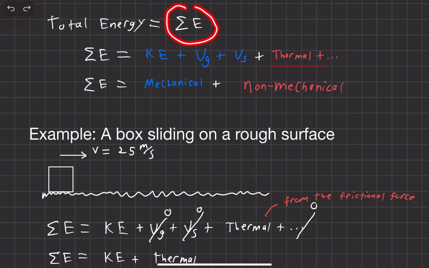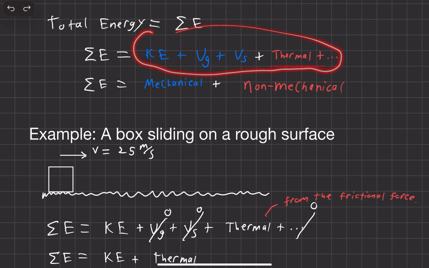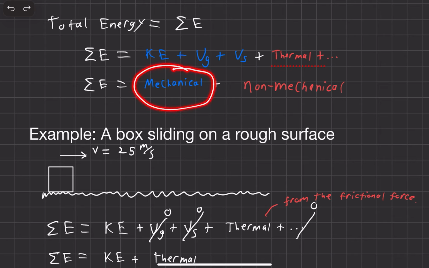We write this as sigma E. The capital sigma is, of course, the sum of all, and E for energy. So it's basically just saying the total energy is the sum of all energy. So you take all the different sources of energy and you add them up. Whatever energy is relevant, whatever energy you can identify the system's going to have, you put it in there. In general, we can break this down to all the sources of mechanical energy plus all the non-mechanical energy sources.